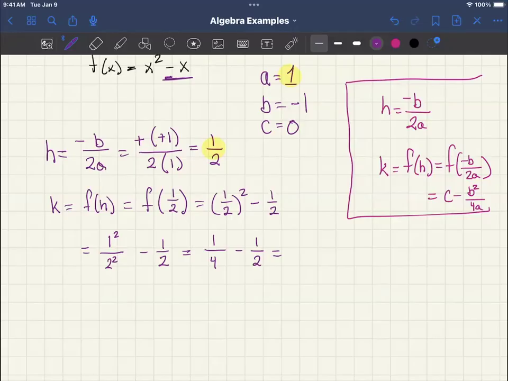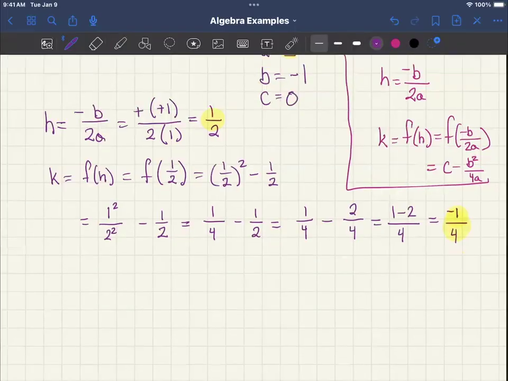Now, before we slam these two fractions together, we need a common denominator. The common denominator will be 4, and 1/2 is the same as 2 out of 4. Now that we have that, if they have the same denominator, you can smush them together. So everything on top, 1 minus 2 all over 4. And 1 minus 2 is -1 over 4. So here's our third number. Our K value is -1 over 4.